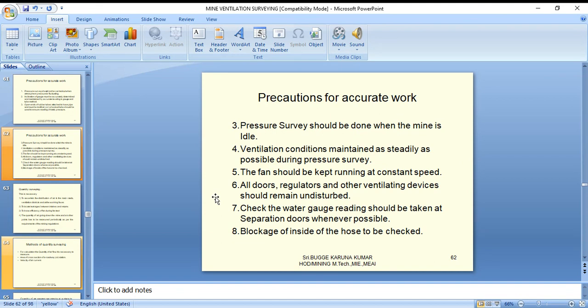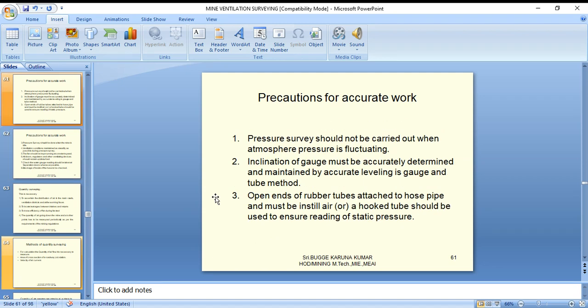Pressure survey should be done with these precautions. So when the surveying is going on, what are the precautions you have to take? That is very important. First, pressure survey cannot be carried out when the atmospheric pressure is fluctuating. That is also very important, so that should be controlled. Otherwise, the readings will be wrong.